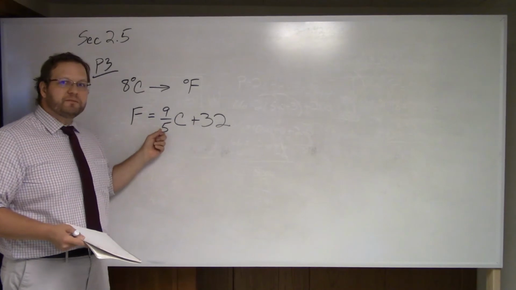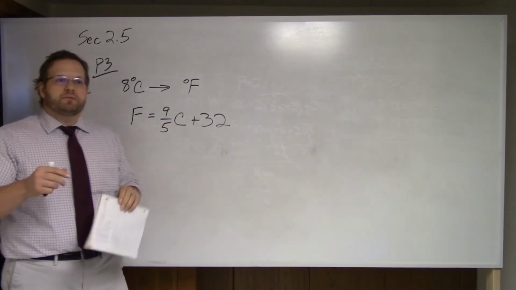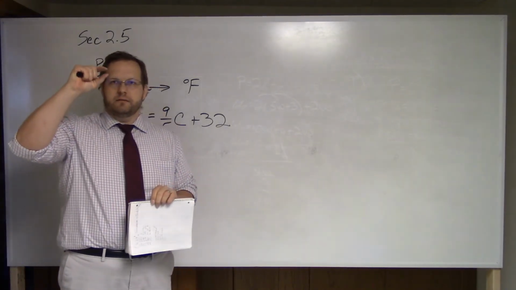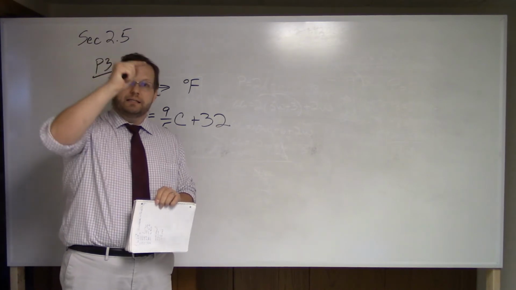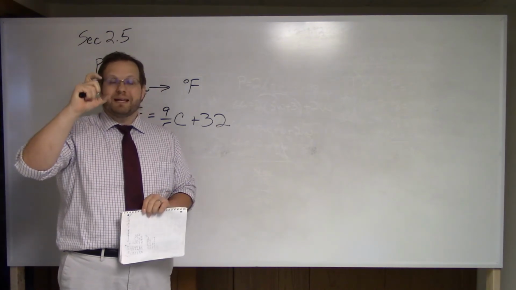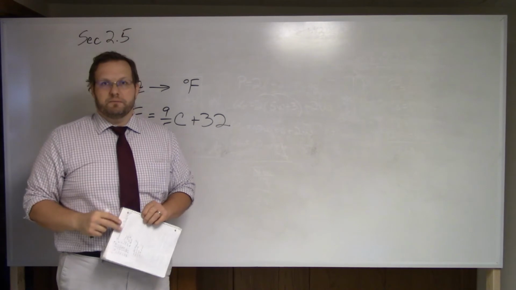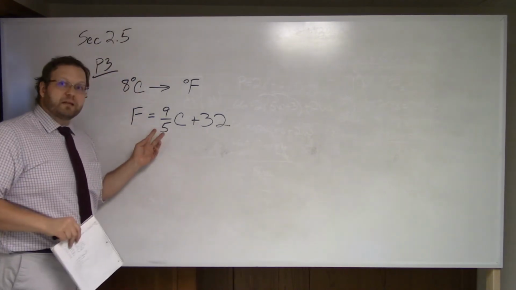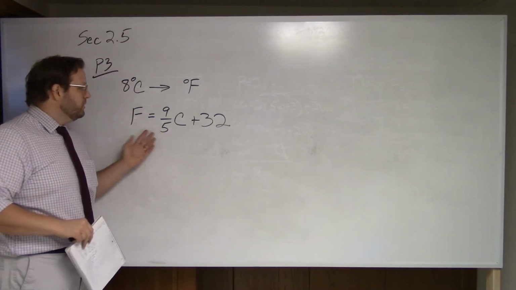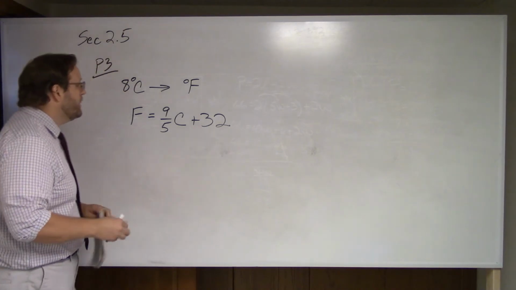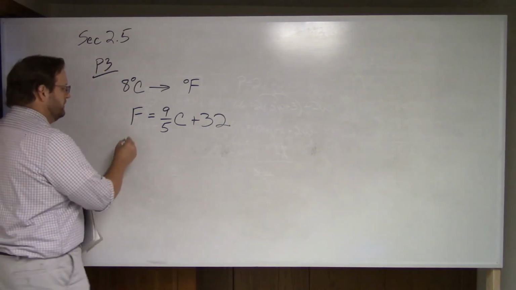The 9/5 then, why is that there? Because if you look at a thermometer, if you look at the tick marks for Fahrenheit and the tick marks for Celsius, the spacing in between them is a little different. And that's where this type of thing is coming in. So here's your formula. We want to go to degrees Fahrenheit, piece of cake.